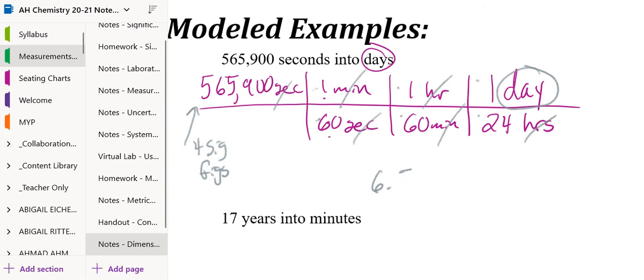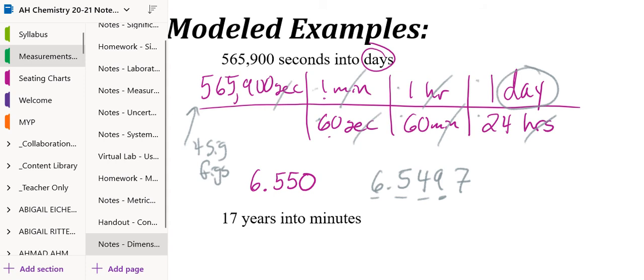So 6.5497. So 1, 2, 3, 4 significant figures. What is the 7 going to do to the 9? Round it up. So how are we going to write our answer? What is 9 going to round up to? It's going to round up to 10, which would round the 4 up to a 5. So how would we write that? We would need a 0. So 6.550.